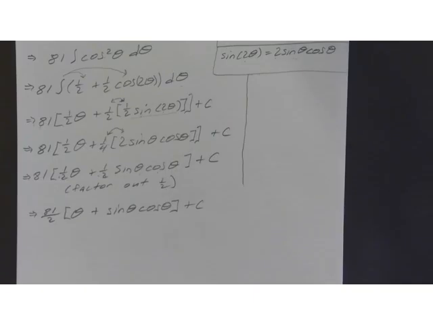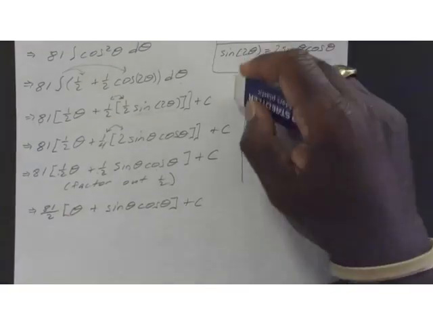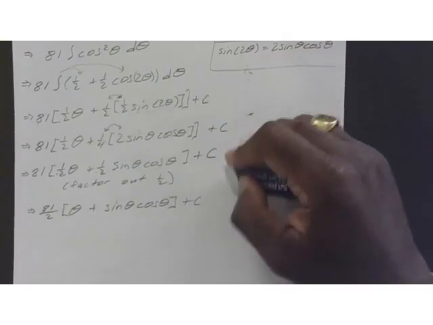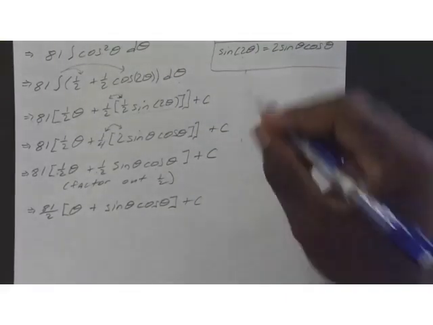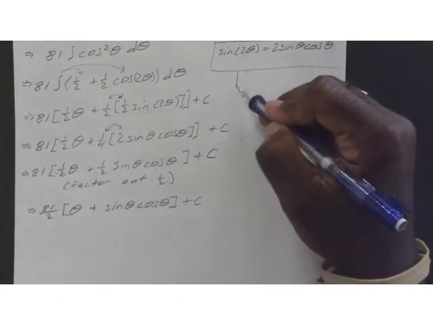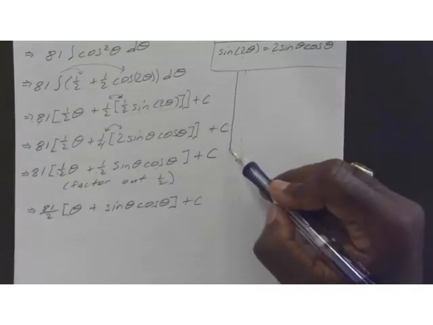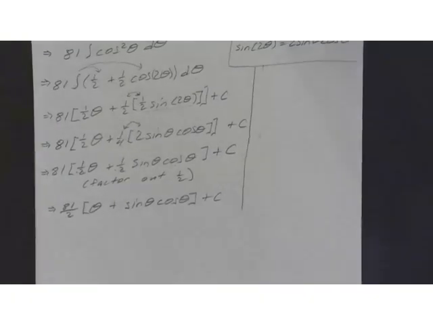Okay, so again, that's correct, but it's giving us a solution in terms of theta. We don't want a solution in terms of theta. We want a solution in terms of our original independent variable x. So what we're going to do is replace all of those, and make that a little bit wider. Here we go. Excuse me.